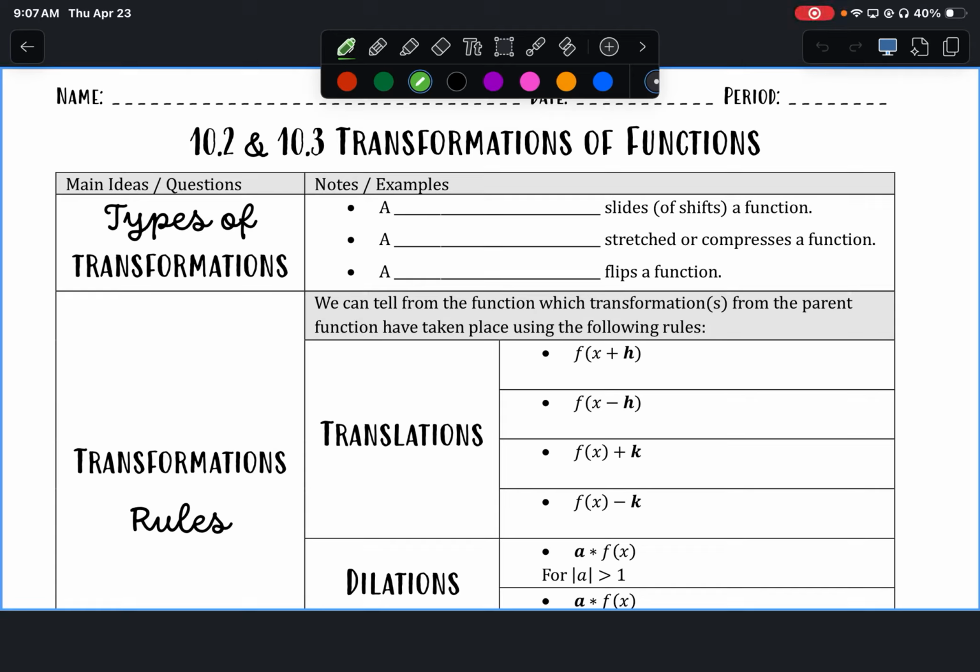We've been talking about transformations in a very broad sense. We've put everything under the umbrella term of transformations, which it's true, it is.